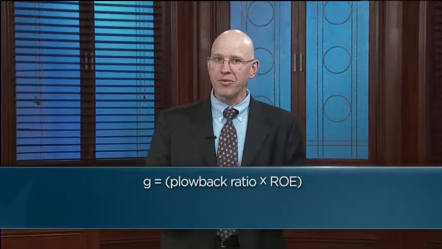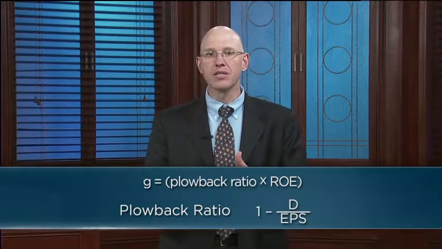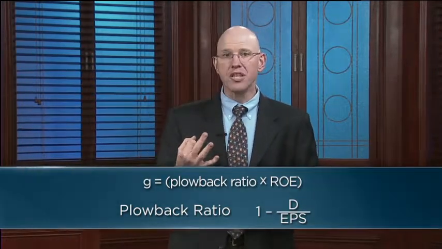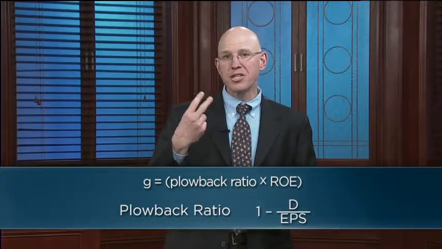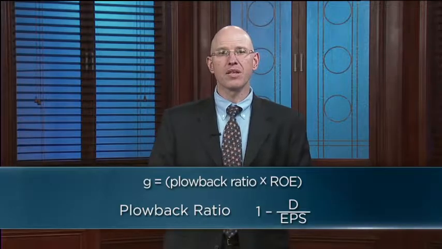But let's get back to our price estimate using these accounting numbers. Remember that G is equal to the plowback ratio times ROE, where the plowback ratio is 1 minus the ratio of dividends over EPS. Therefore, we need three numbers to implement this estimate of G: the dividend, some measure of ROE, and EPS.